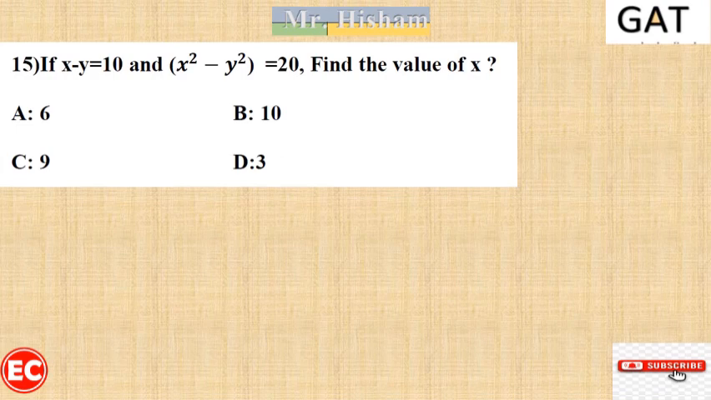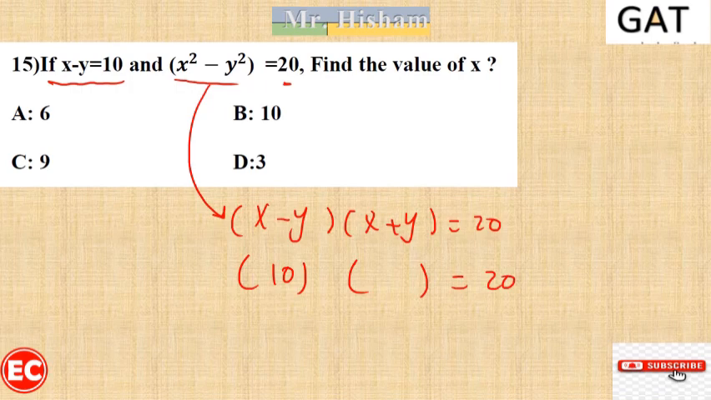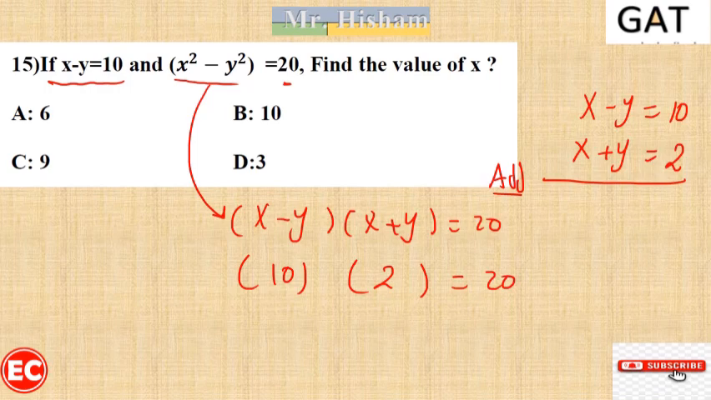Question number 15. x minus y is equal to 10, and x squared minus y squared is equal to 20. Let's go to this one. This one can be written as the difference of two squares, x minus y and x plus y. x minus y is already 10. So what number multiplied by 10 gives me 20? It's 2. So x minus y is 10, but x plus y is equal to 2. What if I add these two equations together? 2x is equal to 12, divided by 2, so x is equal to 6.